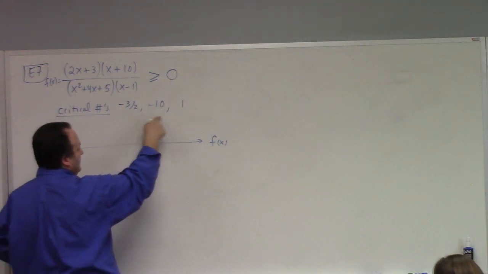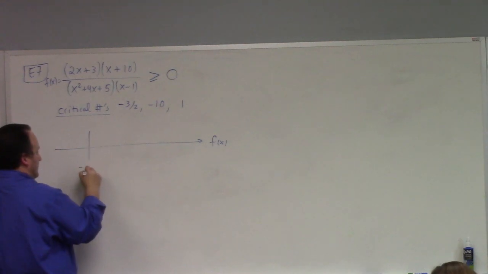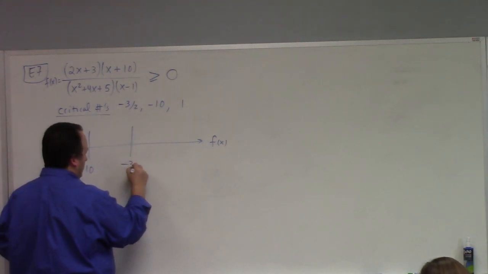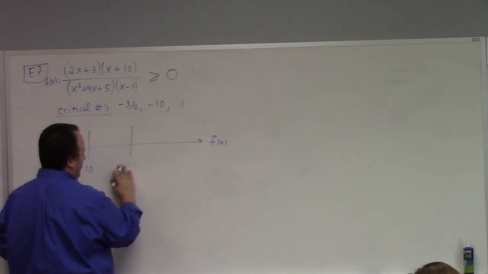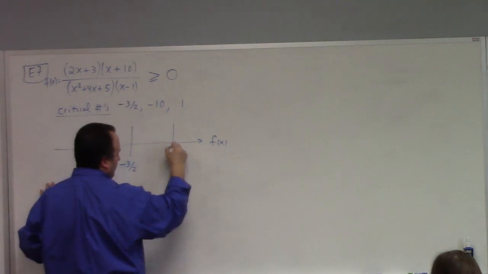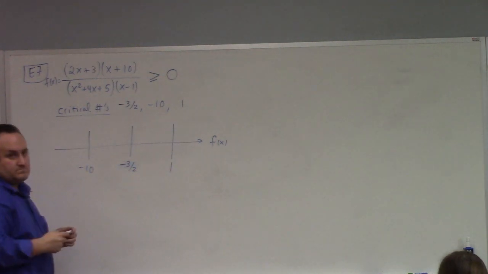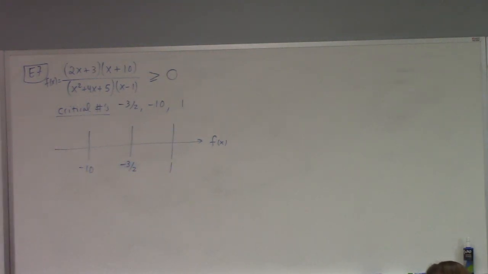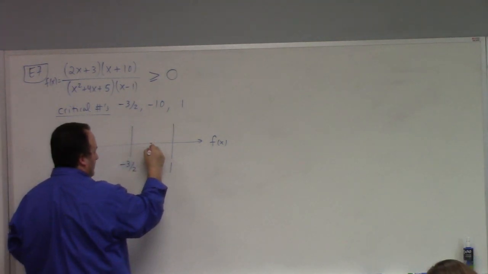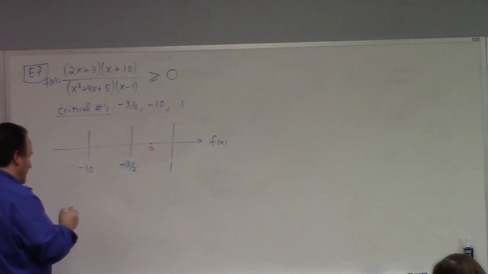I need to put my critical numbers in order. Minus 10 comes first. Minus 3/2, also known as minus 1.5, is next. And then 1's over here. Where is 0 in all this? It's right in here, right? 0's like here. What would f of 0 be?